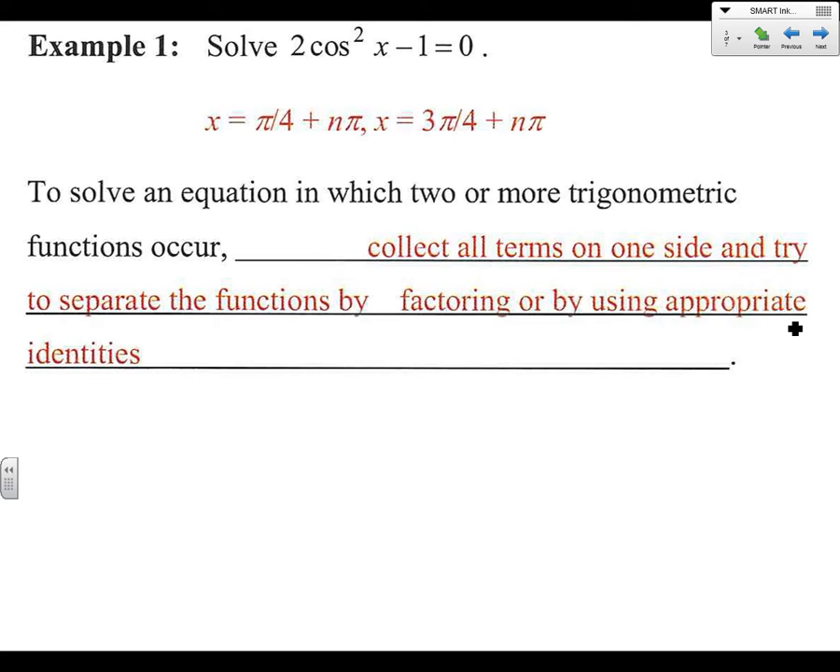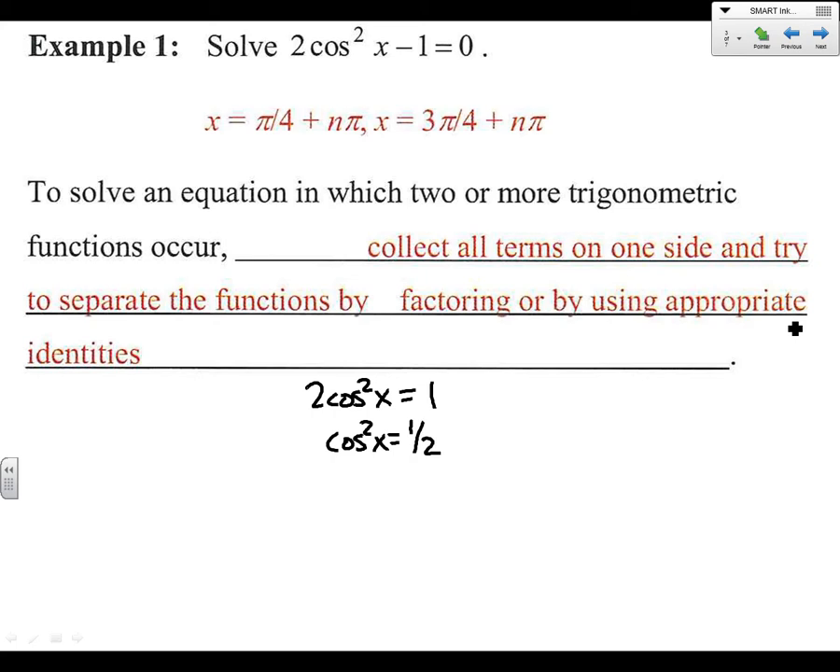In this case, we have cosine squared, which is why we're saying there's 2 or more on one side. What we're going to do here is get the cosine squared by itself. So we're going to add the 1. We'll get 2 cosine squared x equals 1. Cosine squared x equals 1/2.